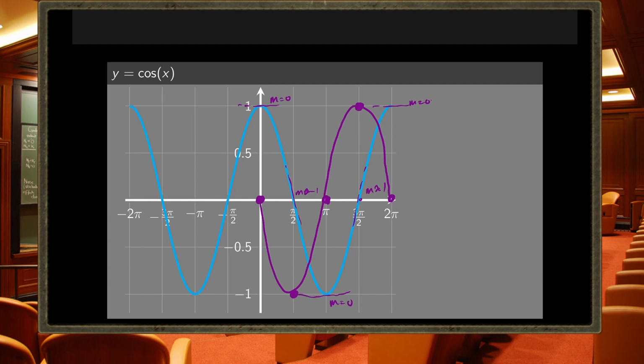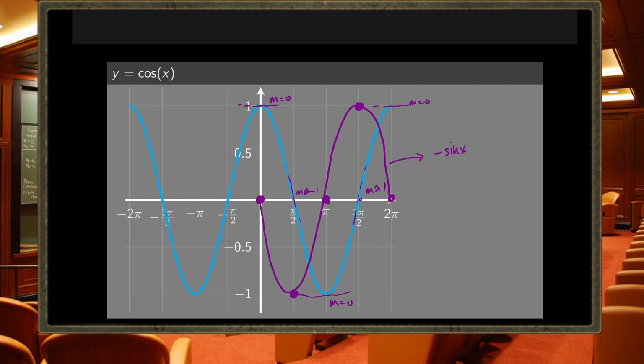Okay, now this looks similar to a sine function, but it's not exactly sine. What it is, it's negative sine x. So it's the opposite of sine x. It's been reflected over the x-axis.